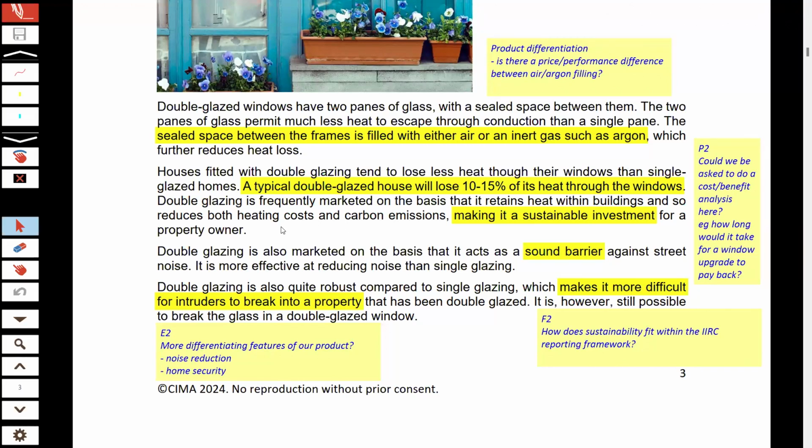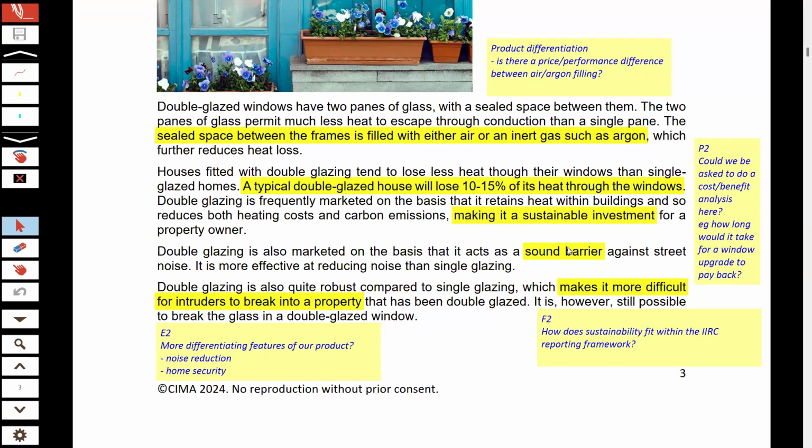Okay, then. Now, it also points out that double glazing is also a sound barrier against street noise. And it's far better at reducing street noise than single glazing. Now, that makes me think again, okay, of the different drivers for the reason why people purchase these windows. So they purchase them because they want to reduce heat loss in the building. They want to be more sustainable. They also purchase them because of their soundproofing ability.